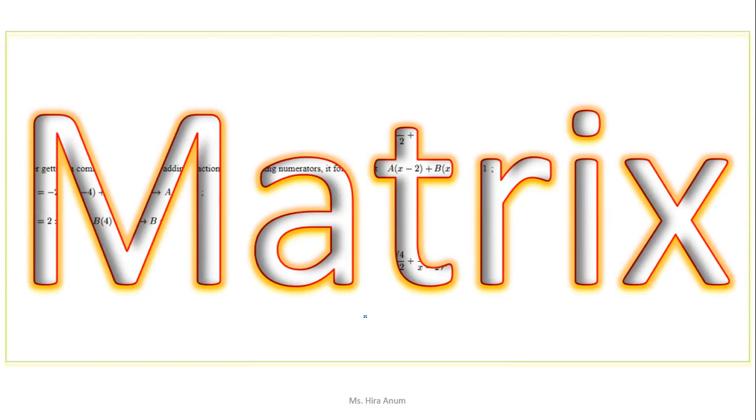Today our topic is matrix. Matrix is a very important topic in mathematics. So firstly we introduce matrices, types of matrices, operations of matrix, determinant, inverse of matrix, and solution of linear equations.